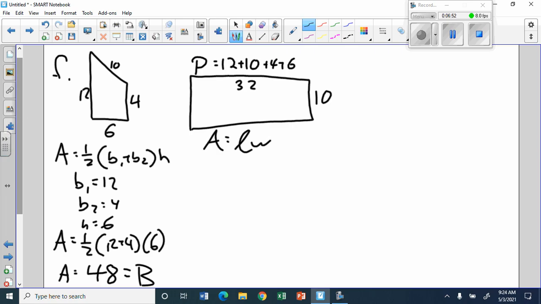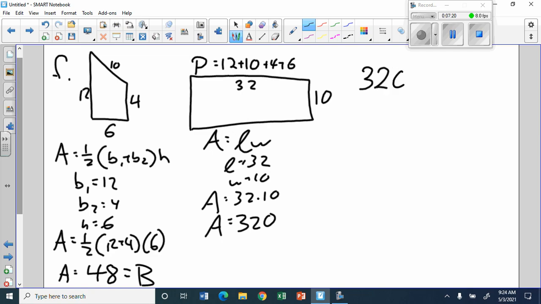So if area is length times width, 32 times 10, area equals 320. So now the total surface area would be what? Juliana, how would I find the total surface area? Add 320 and 48. Is that it? You're close. What would be the one thing you're missing?